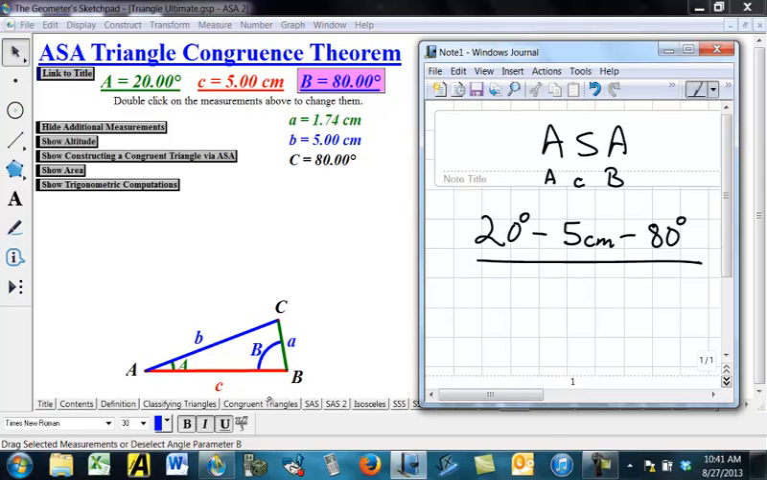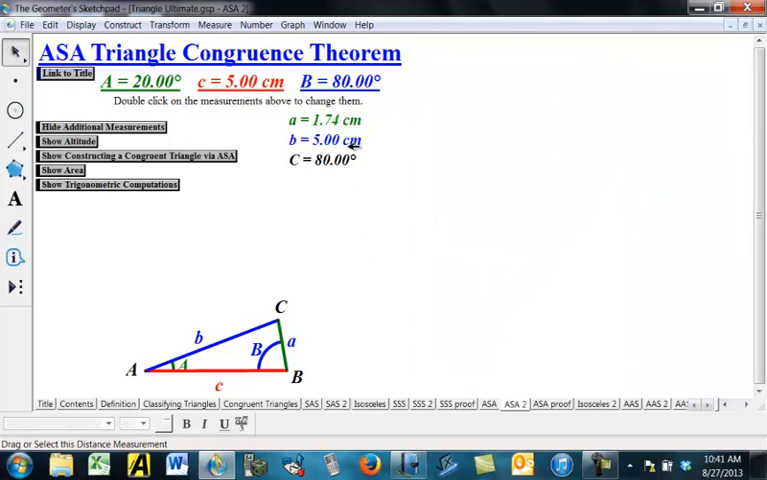that's the 80 degrees. And we see that the other sides measure, the shortest side here is opposite the angle A, so opposite the 20 degrees is 1.74 centimeters. Opposite B, little b, opposite angle B, opposite the 80 degrees, that's 5 centimeters. And then angle C, the other angle, is 80 degrees. Now of course we could have gotten this right away, because we could have subtracted from 180 degrees to get the last angle.